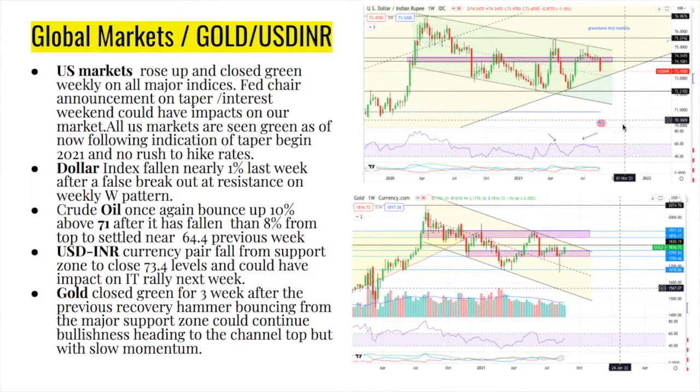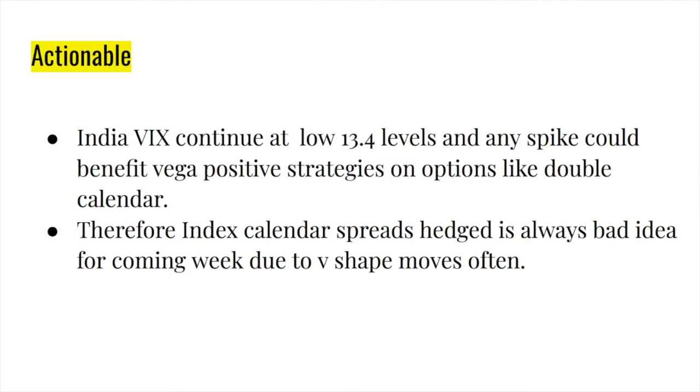So the rupee has strengthened, the dollar has weakened, and gold has strengthened further. Crude oil has bounced up to 71 levels from 64. That is, US markets do not show any indication of bearishness. They all closed green after the Fed announcement that happened yesterday, the Jackson Hole announcement, right? Now the VIX level, the markets continue to be at low levels, 13.4.